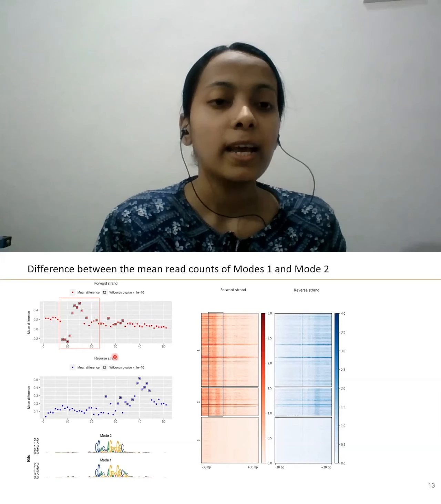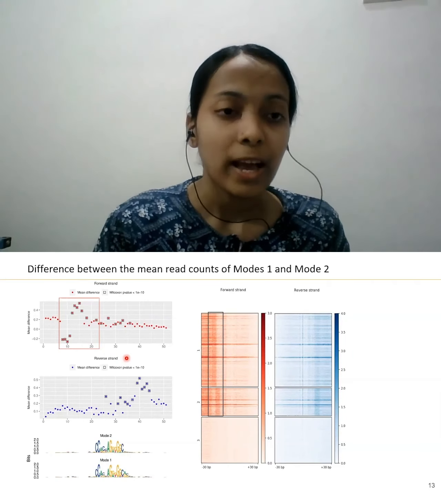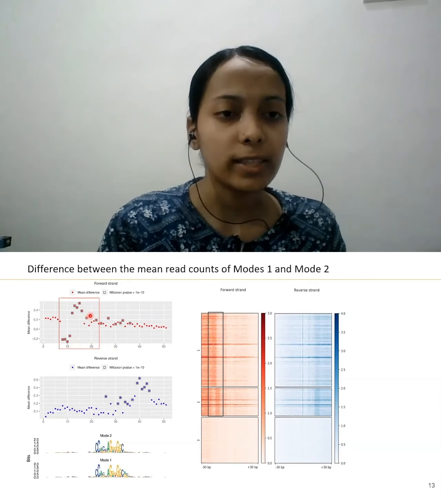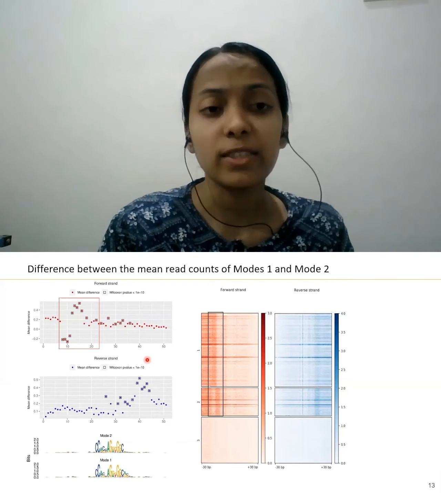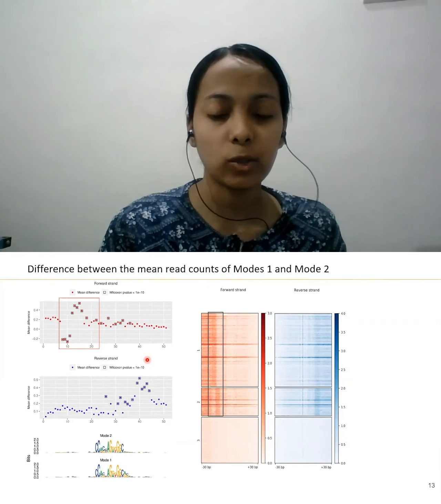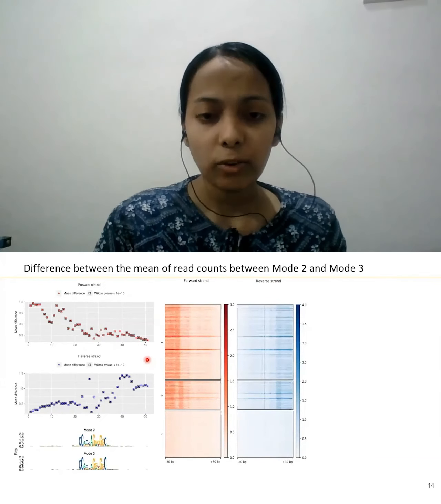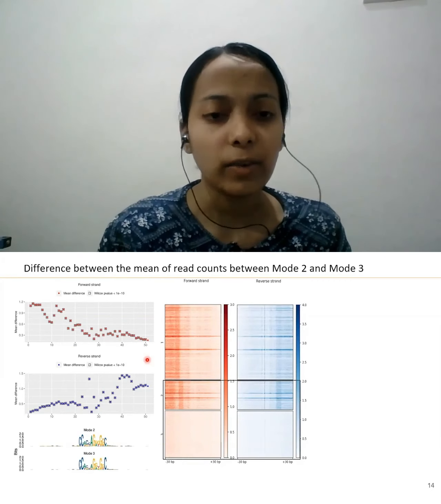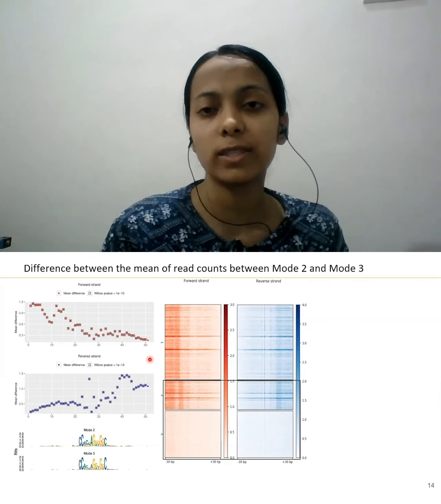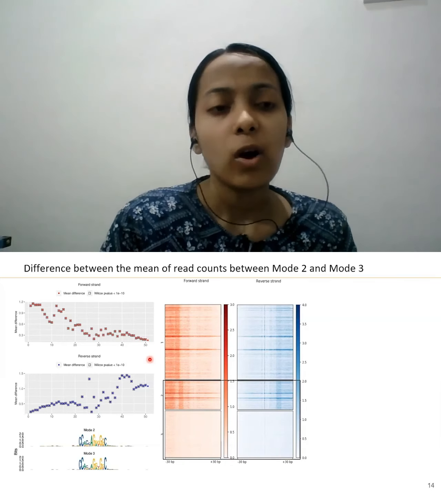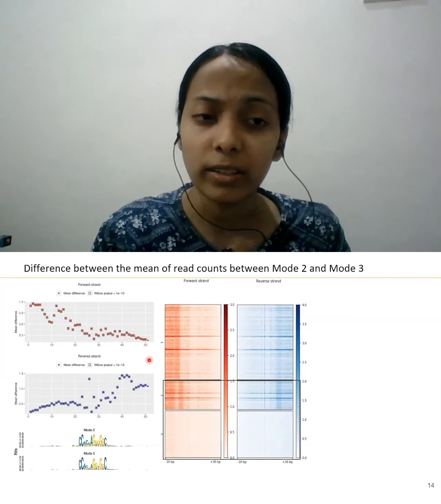Here, you can see we have plotted the difference between the mean of the read counts for modes 1 and 2. And we see that they are either less than 0 or greater than 0. And when we looked at the distributions at these points, we saw that they are significantly different, which are indicated by the squares. Now we go to look at modes 2 and 3. So for modes 2 and 3, the read distributions are anyway different. This is reflected here when we take a difference between the mean read counts between modes 2 and 3. All of them are greater than 0, and at each point the distributions were significantly different.